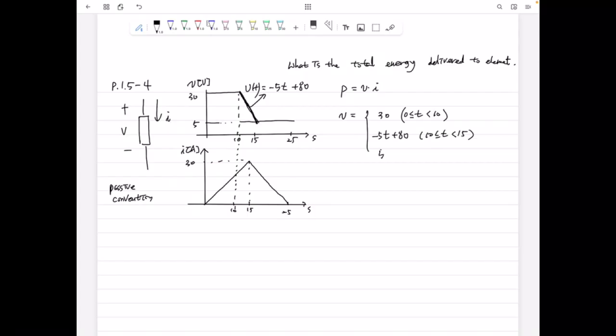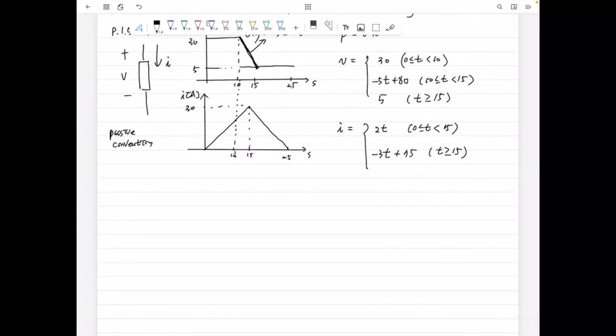And after that, the voltage is 5 when t is larger than 15 seconds. The same way, we can calculate the current. Current is simpler, with two steps. So there will be 2t for t less than 15. Then minus 3t plus 75 when t is larger than 15. That's the waveform for that.